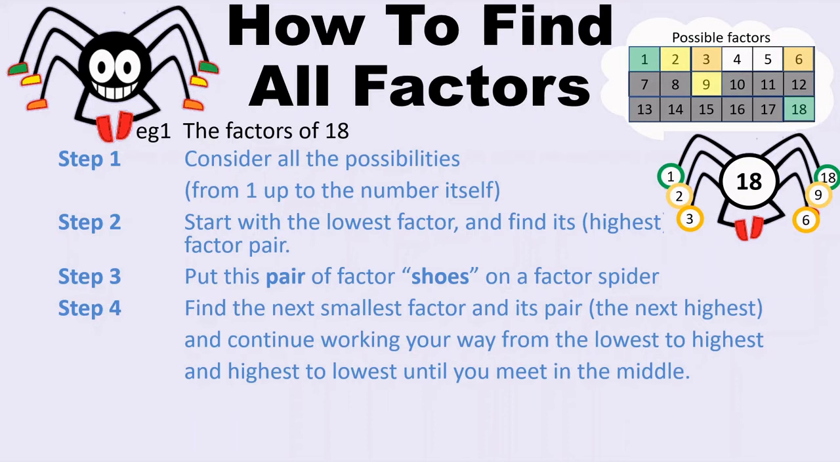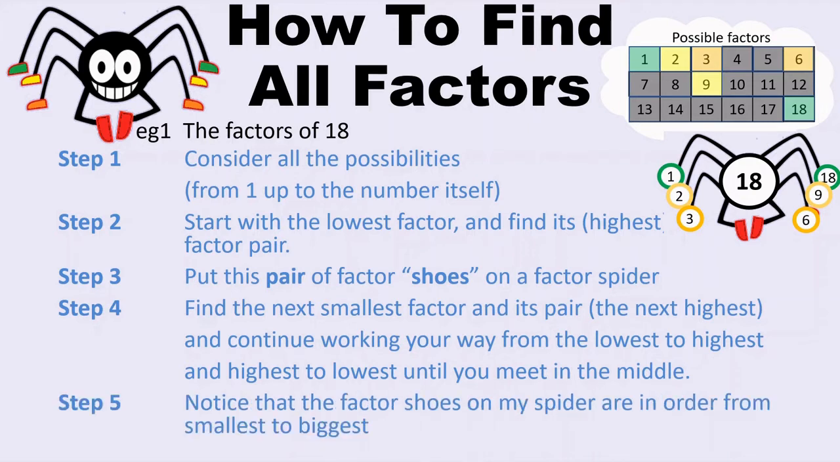Can I divide 18 by 4? No, not without getting a decimal answer. Can I divide 18 by 5? Nope. In that case, I've got all my factor pairs, or my pairs of factor shoes, on my spider, and notice that they're already in order from smallest to biggest. Starting from the left-hand side, I've got the factors 1, 2, 3, 6, 9, 18. And I know I haven't missed any because I worked from the smallest up as well as the biggest down till I meet in the middle.